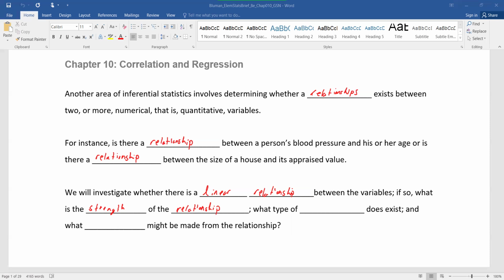And then it says what type of relationship does exist, meaning positive, negative, or no relationship. And what predictions might be made from the relationship. So once you determine what kind of correlation it has, then you can determine what kind of regression line it has. And with that regression line, we can predict what will happen in the future just off of what's happened in the past.